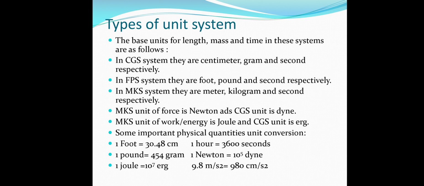Types of unit system. The base units for length, mass and time in these systems are as follows. In the CGS system, they are centimeter, gram and second respectively. In the FPS system, they are foot, pound and second respectively. In the MKS system, they are meter, kilogram and second respectively. The MKS unit for force is newton, CGS unit is dyne. And the MKS unit of work or energy is joule and CGS unit is erg. Some important physical quantity unit conversions.